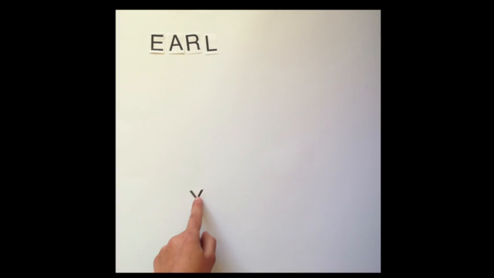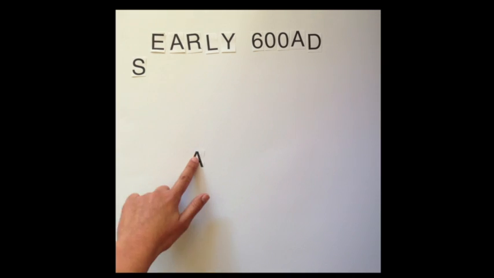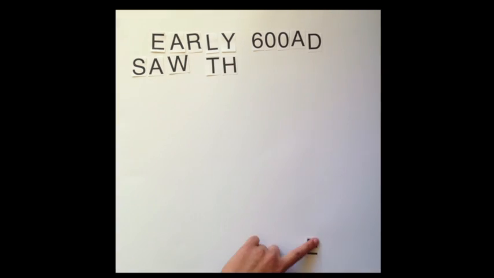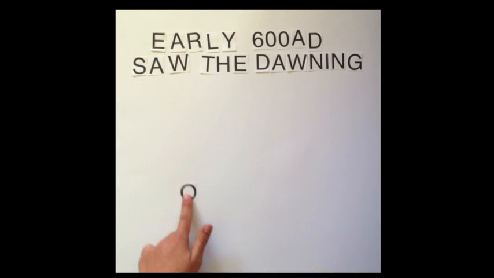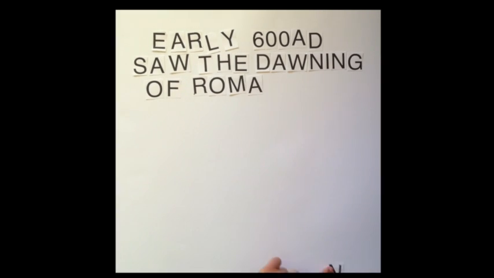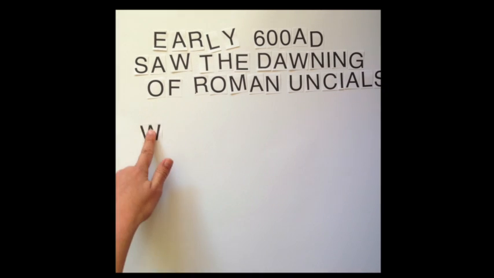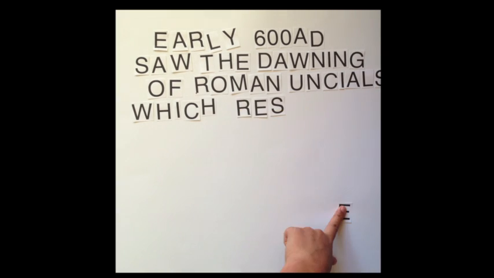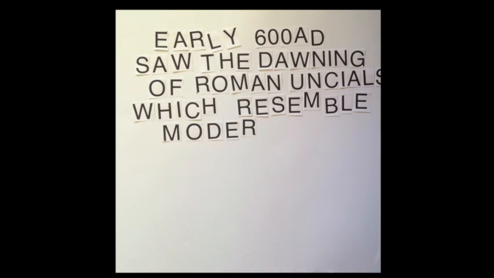Early 600 AD saw the dawning of Roman uncials, which resemble modern-day lowercase letters. Half uncials were adopted into the world of typography, written using a more comfortable or classical axis, and occasionally in other regions written with a horizontally held pen nib. This allowed the lettering to become more rounded. The curved form allowed for fewer strokes, making writing faster.